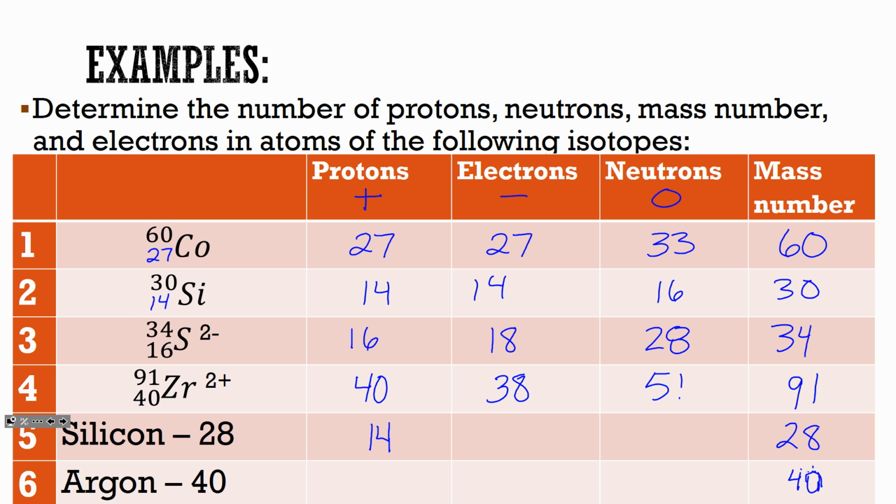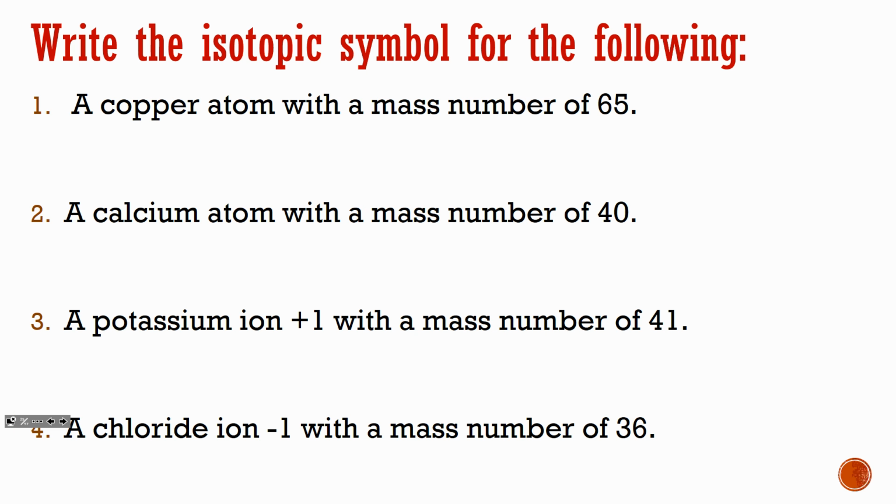It doesn't have a charge, so the number of electrons is the same. I'm going to take 28 minus 14, and I still get 14. That was nice. Argon, 18 on the periodic table. It's a noble gas. It doesn't have a charge, so I'm going to have 18 electrons. And 40 minus 18 is 22. All right, hopefully you got all those.